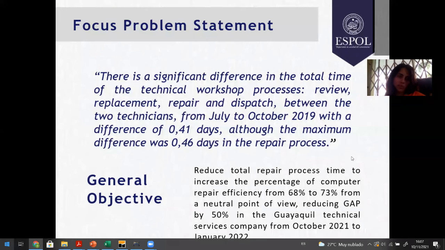Hello, I will talk about the focus of the problem statement. The main focus lies in the significant difference in time between processes required by technicians in the review, replace, repair, and inspect processes, together with the general objective that lies in reducing the total process time.